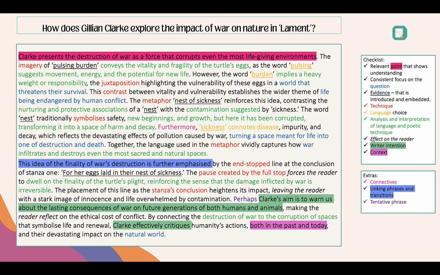Now, what you'll notice is that with the context, it's very light touch in terms of what I've chosen to mention. And it may be that I would have chosen to exclude context altogether. So if you can pull context in and it adds to what you're saying and it develops your interpretation and your analysis, then by all means add it. There's no point just adding in a historical fact for no reason.